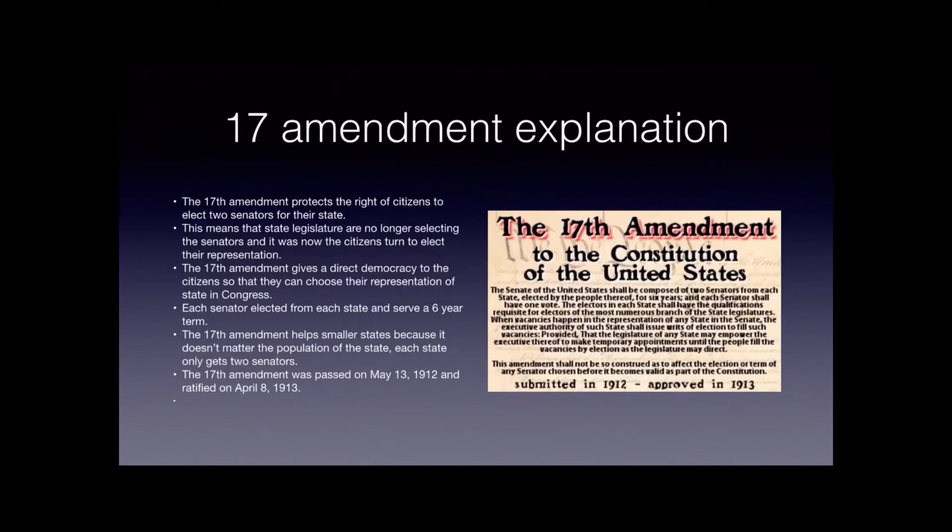The 17th Amendment explanation. The 17th Amendment protects the rights of citizens to elect two senators for their state. This means that the state legislatures are no longer selecting the senators, and it was now the citizens' turn to elect their representation. The 17th Amendment gives a direct democracy to the citizens so that they can choose representation of the state in Congress. Each senator is elected from each state and serves a 6-year term.